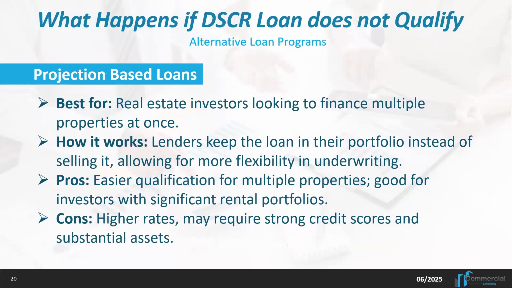Okay, so here we are checking another alternative program, which we call projection-based loans. These are designed depending on the projections made by the investors for certain projects. And this works best for real estate investors typically, who look to get financing all at once for their multiple properties. The feature of this loan benefits the investors, letting them get the loan at once for all the properties instead of having the loan split for different properties. And to have flexible underwriting, to keep things simple and risk-free, lenders keep the loan in the portfolio instead of selling it.